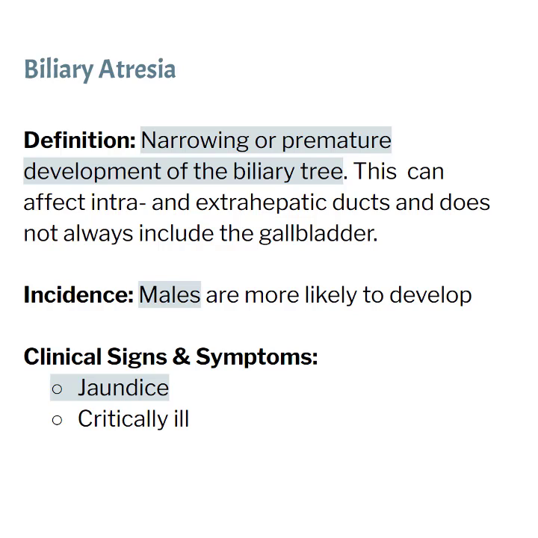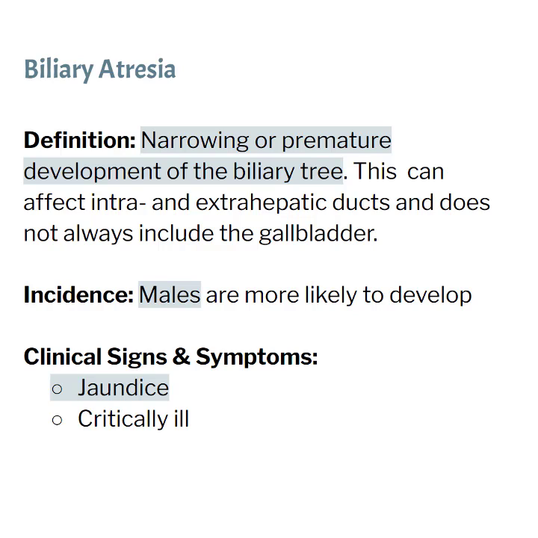Now, biliary atresia refers to the biliary tree not developing the way that we would expect to. And that's because there is either a narrowing somewhere within the biliary tree or premature development, which typically means that it doesn't develop really at all. Now, this can affect intra or extrahepatic ducts, and it doesn't always include the gallbladder.